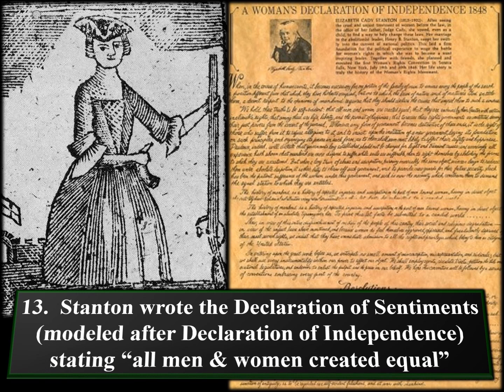Elizabeth Cady Stanton wrote ultimately the Declaration of Sentiments, which was modeled after the Declaration of Independence, stating that all men and women were created equal. What she did was very similar to what Olympe de Gouges had done back in the 1790s in response to the Declaration of the Rights of Man and Citizen.